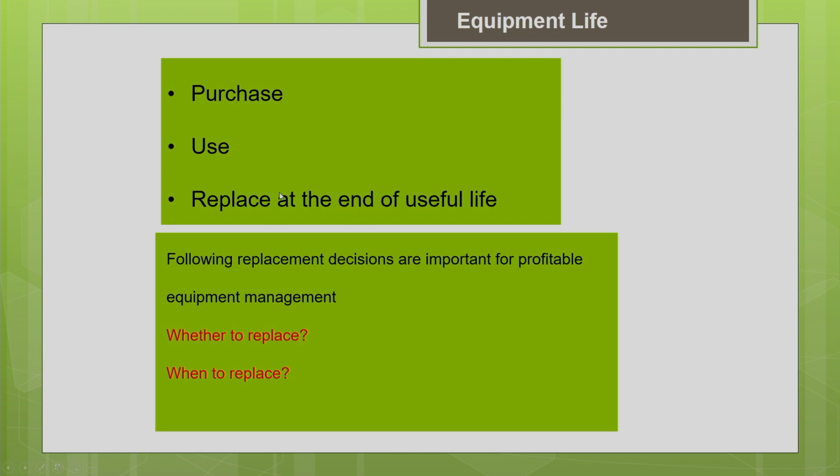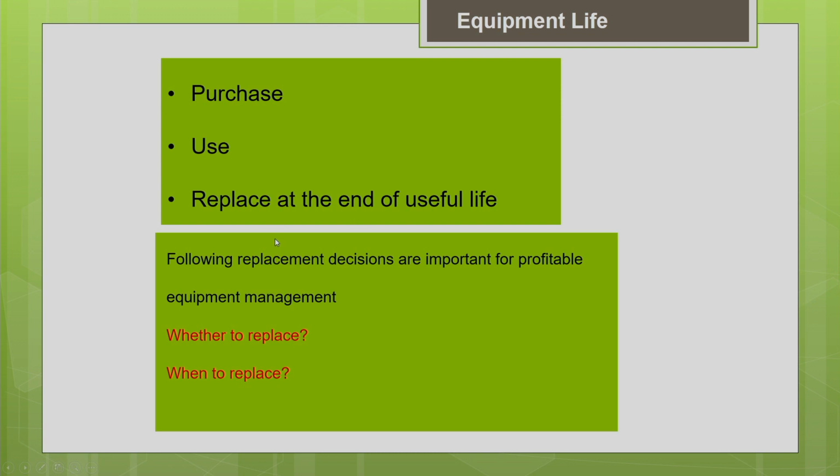Generally, we replace at a particular point when the machine is totally worn out. That means it won't be economically feasible for us to repair it and use it. At that stage, we either abandon it, scrap it, or sell it at a reasonable price, and replace the old machine with a new machine. These are the common phases in any equipment life.